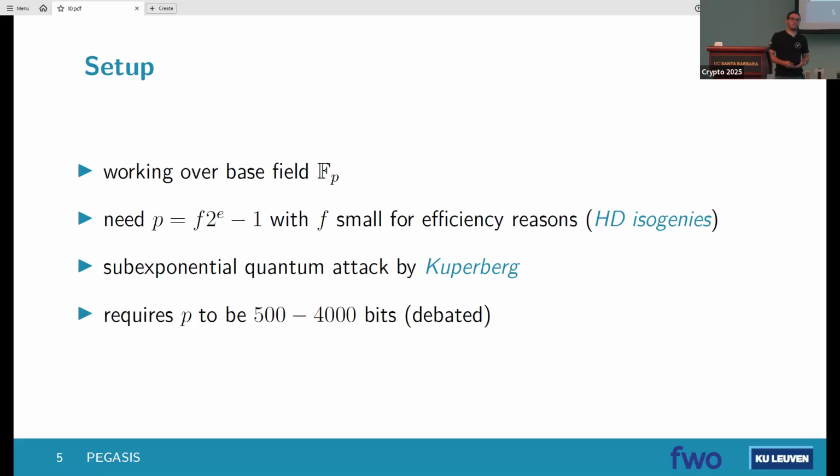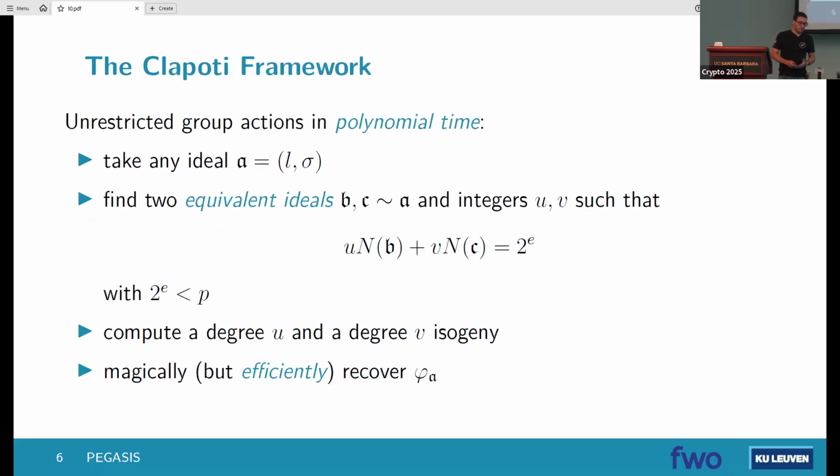So the current estimates ask P to be between 500 and 4,000 bits. So it is of crucial importance that we are able to instantiate our construction at all these security levels, because we don't know what may come. So let's start from the Clapoty framework, which this work builds upon.